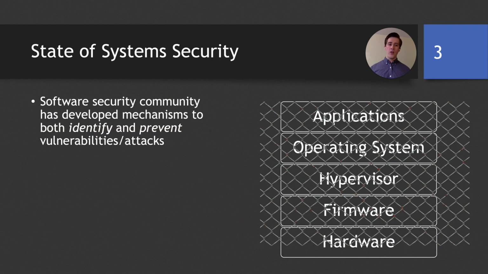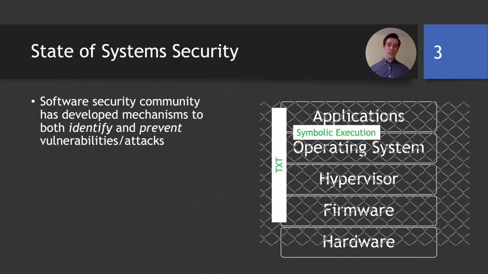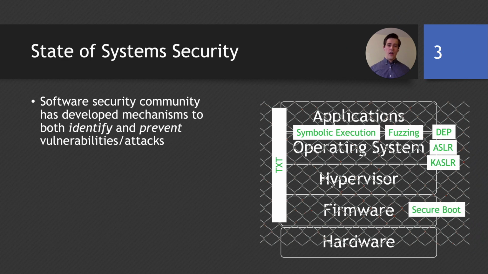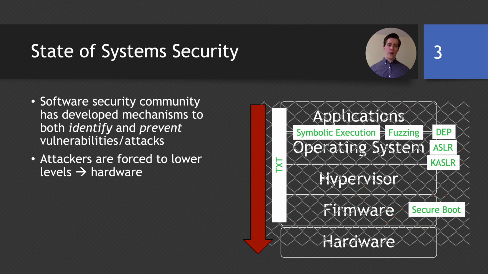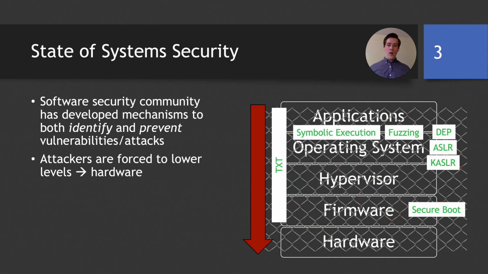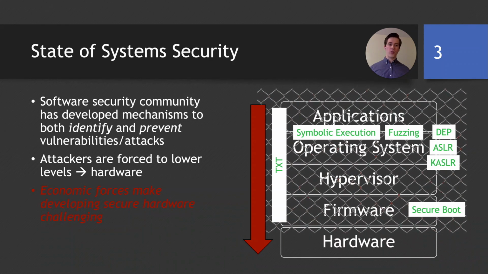The software community has done a great job developing mechanisms to both identify and prevent vulnerabilities and attacks. These include things like trusted execution, symbolic execution, fuzzing, ASLR and DEP, and secure boot. As such, this has forced attackers to lower levels of the system, i.e. attacking the hardware, since attackers simply don't give up. Making matters worse, economic forces have made developing secure hardware challenging.